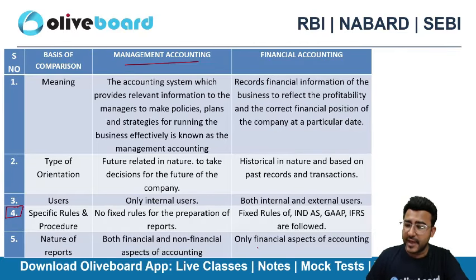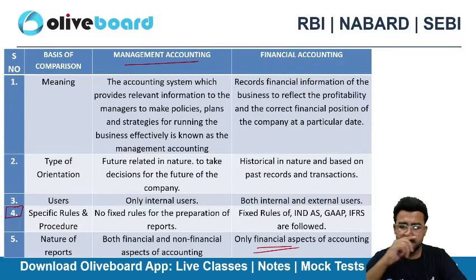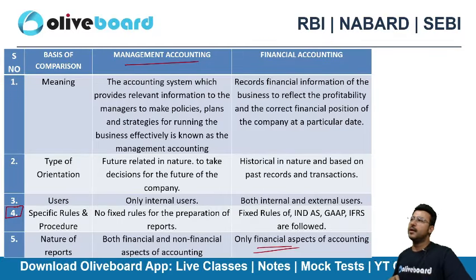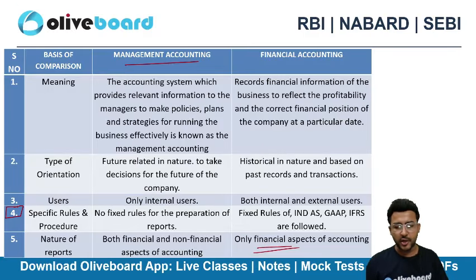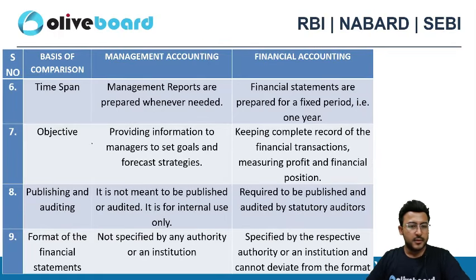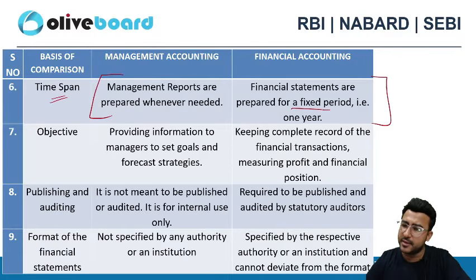In financial accounting, only financial data is being considered, that we have learned in the very first lecture of accounting process. Only the financial transactions are recorded, right? What is the first step of accounting process? Identification of financial transaction. If it's not a financial transaction, we don't care about it in financial accounting. However, in management accounting, we record both financial as well as non-financial data. Time span: there is no fixed time span for management accounting. You can do it whenever you want. In financial accounting, usually it's a fixed period, one year, the financial year. Objective we have already discussed.